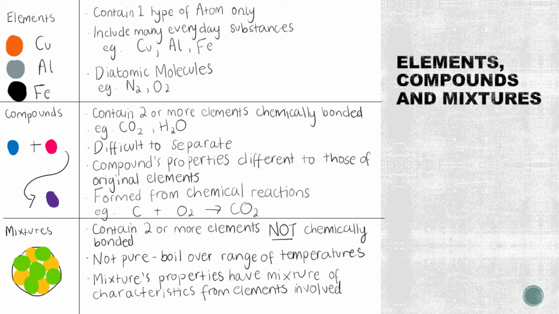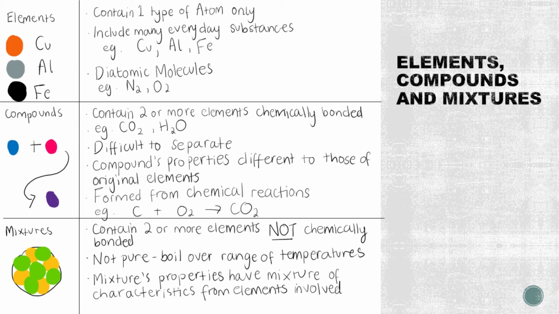And finally for this video, we'll go through elements, compounds and mixtures. So firstly, elements only contain one type of atom. Many everyday substances we come across are elements. For example, airplanes are built from the element aluminium.